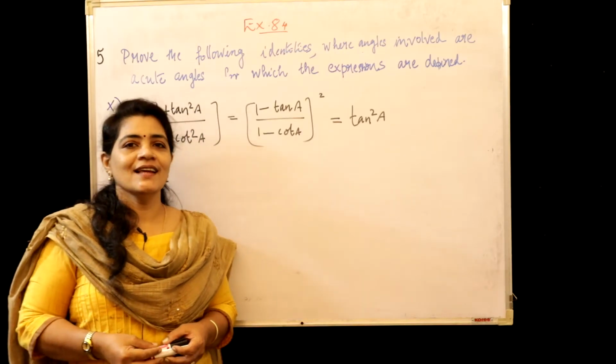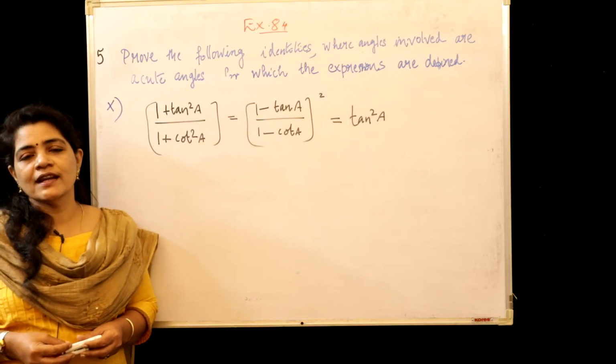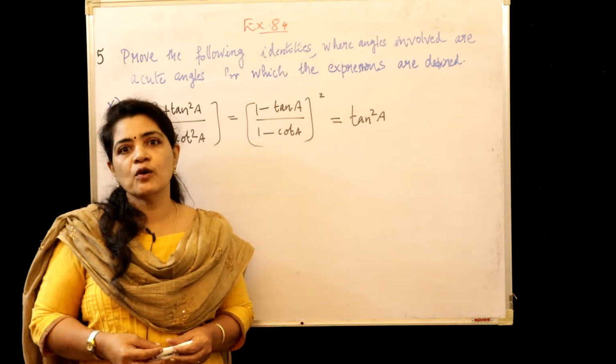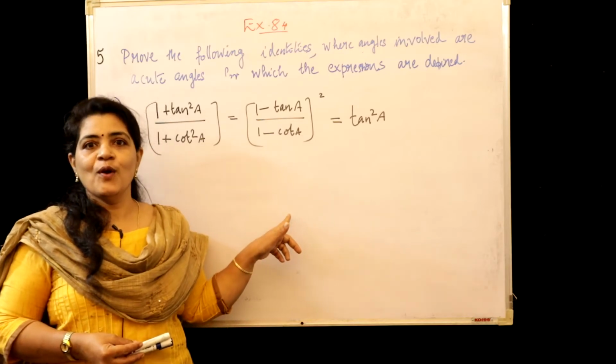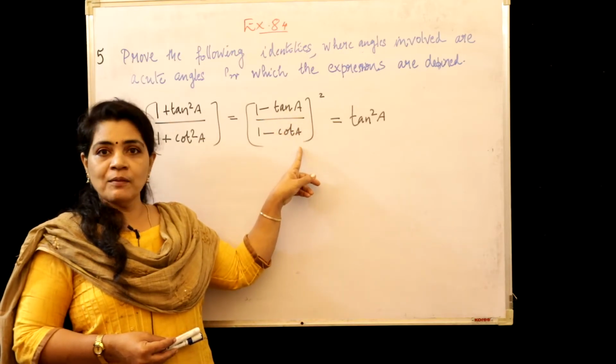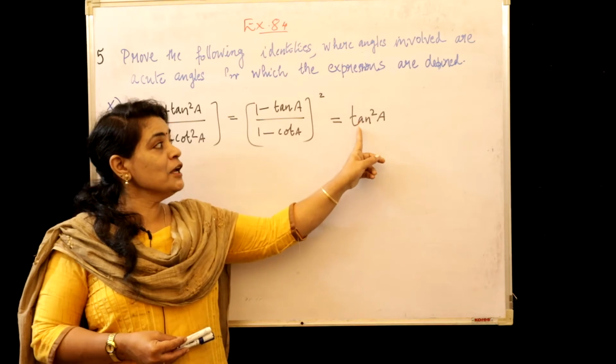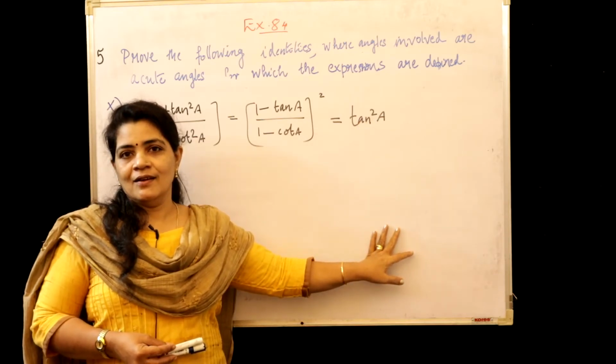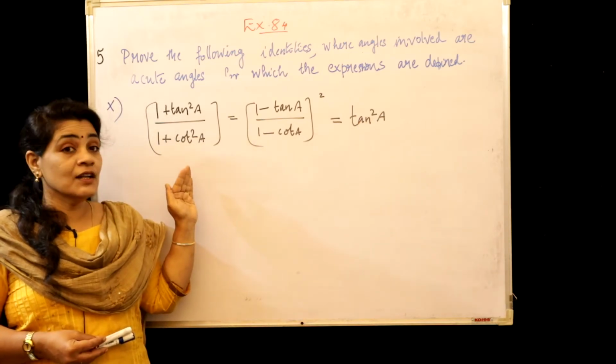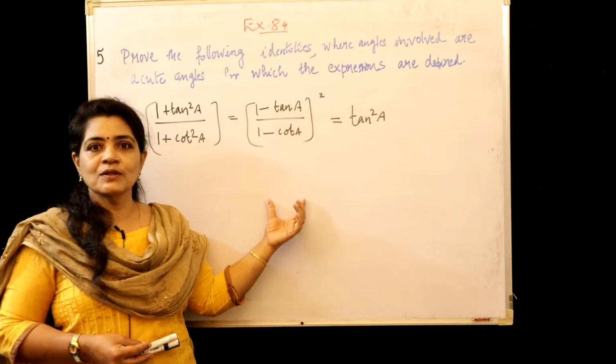Now the last question, and the question is 1 plus tan square A divided by 1 plus cot square A equal to 1 minus tan A by 1 minus cot A whole square, again equal to tan square A. We are following a different approach to get this answer.